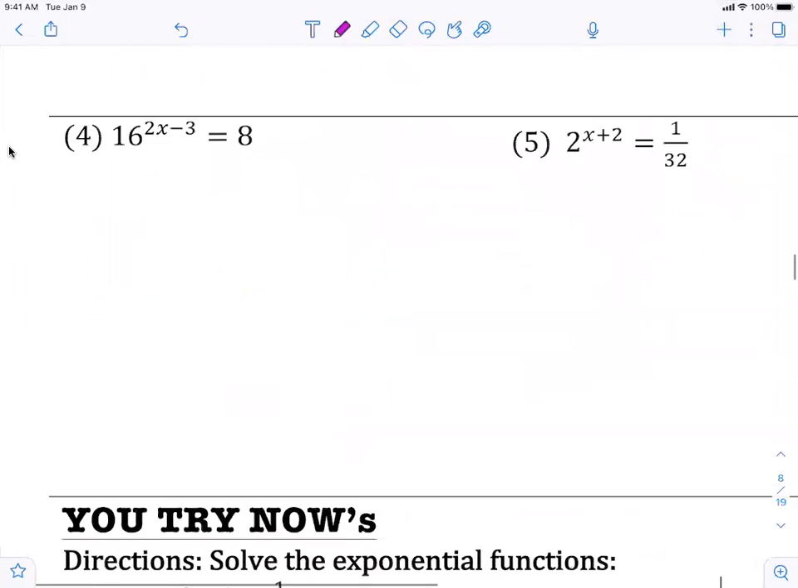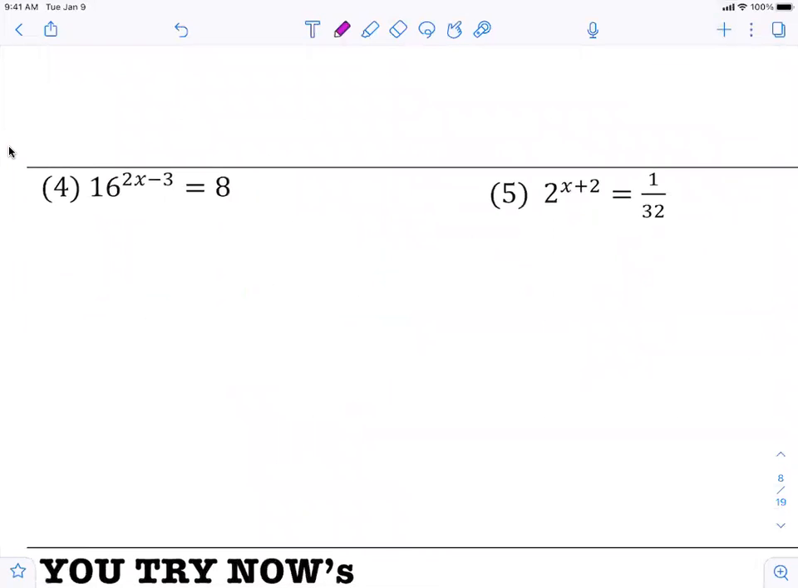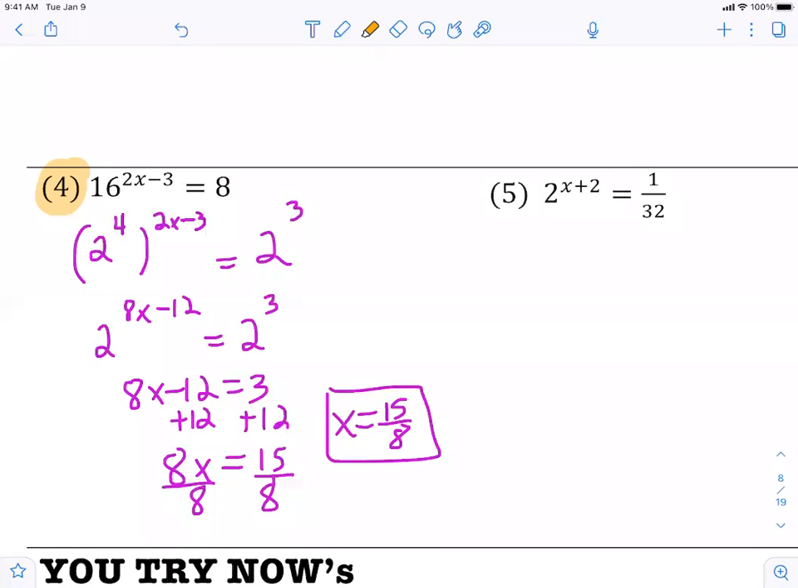So what I want you guys to do on example 4 for today's notes, I want you guys to try example 4 on your own right now. Pause your video and go. Final answer, you should have got x equals 15 over 8.